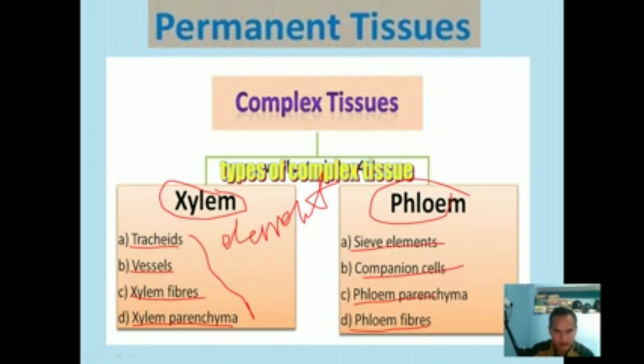Okay. Now let's come to the xylem and discuss it. Xylem has got 4 cells. Tracheids and xylem vessels are also called tracheary elements. They are responsible for the conduction of water and dissolved minerals. Since water and dissolved minerals are conducted by the xylem from the root to the upper part of the plant, this function is done by these 2 cells, the tracheids and the xylem vessels.